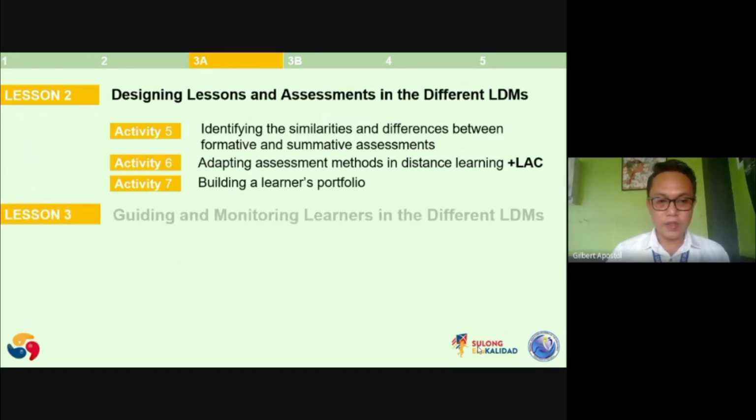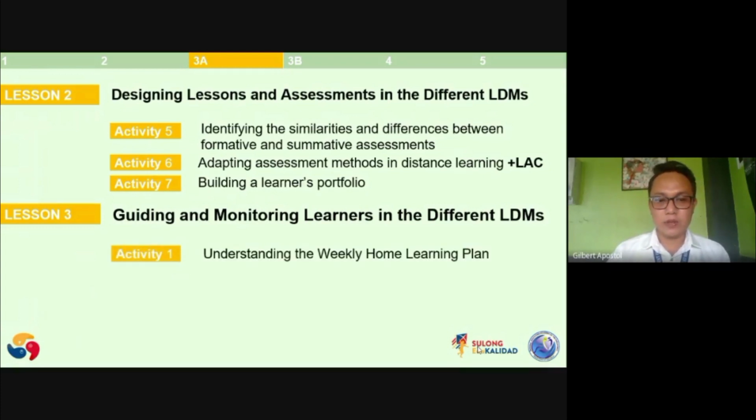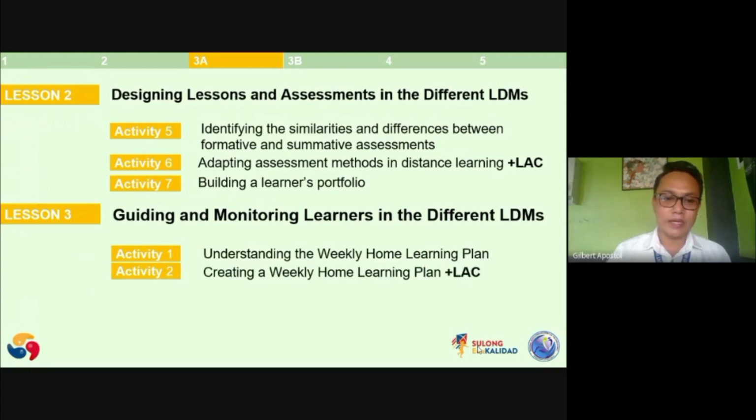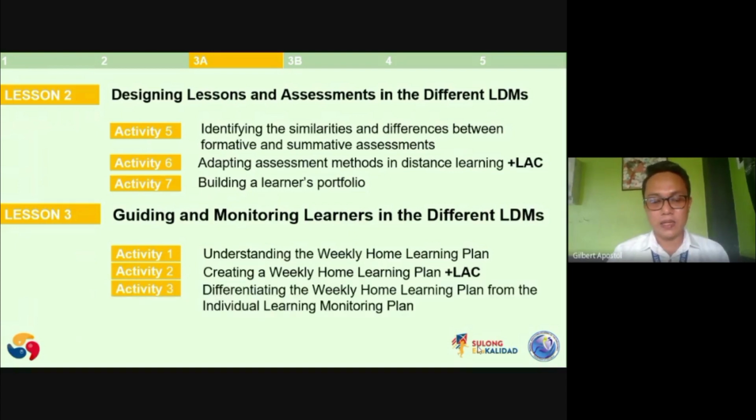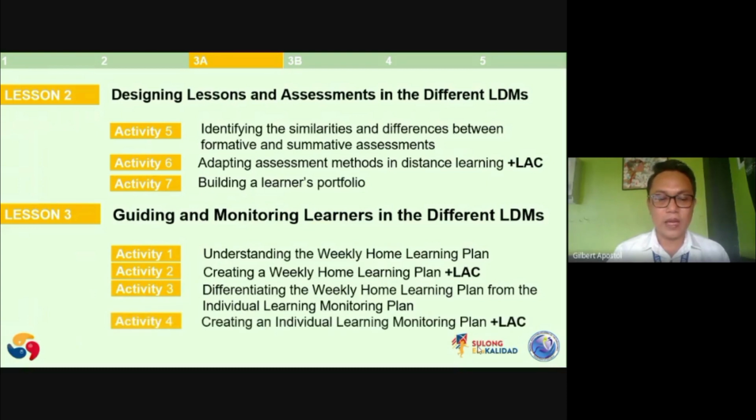Now for lesson 3, guiding and monitoring learners in different LDMs. The first activity is about understanding the weekly home learning plan, followed by creating a weekly home learning plan plus LAC. Activity number 3 is differentiating the weekly home learning plan from the individual learning monitoring plan. And activity number 4 is creating an individual learning monitoring plan plus LAC.